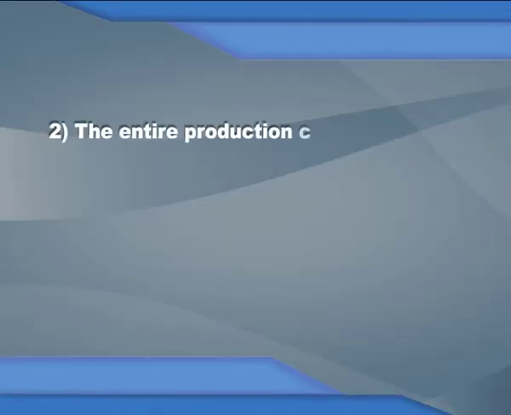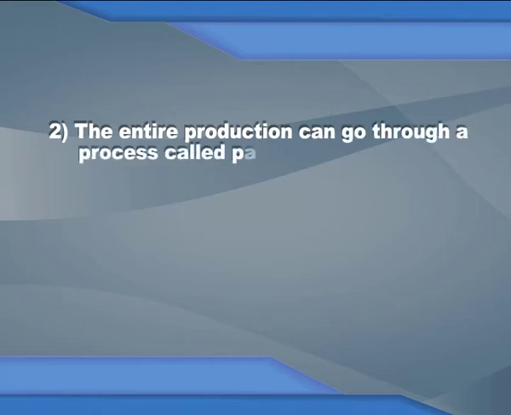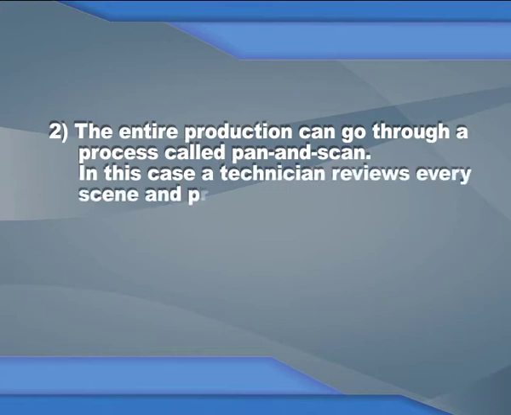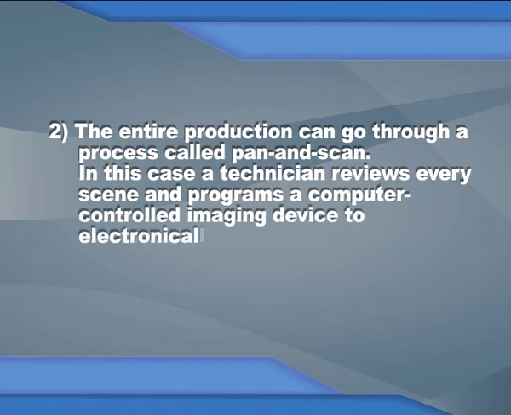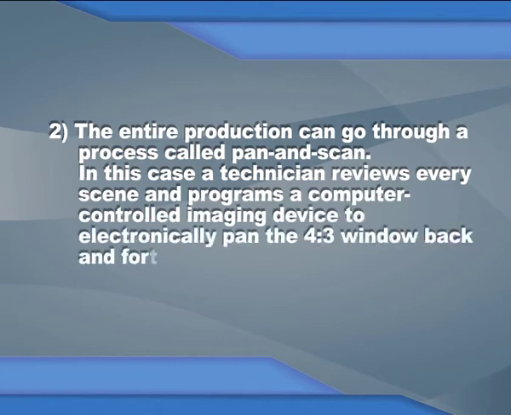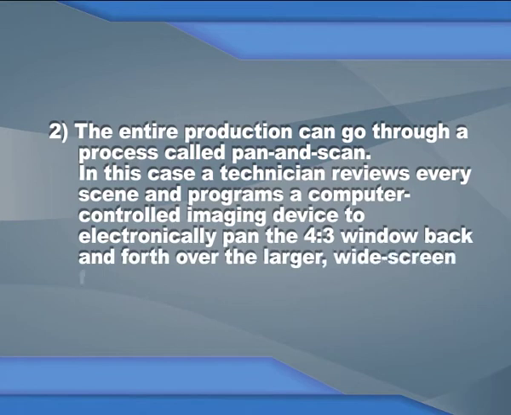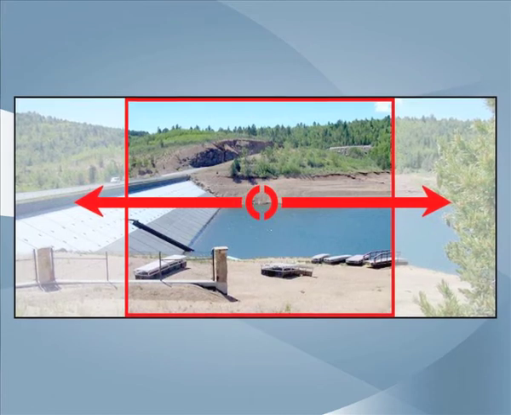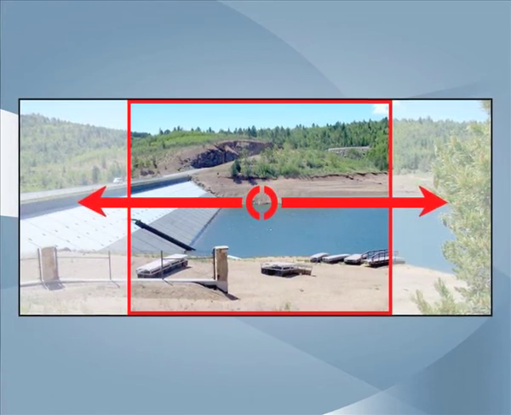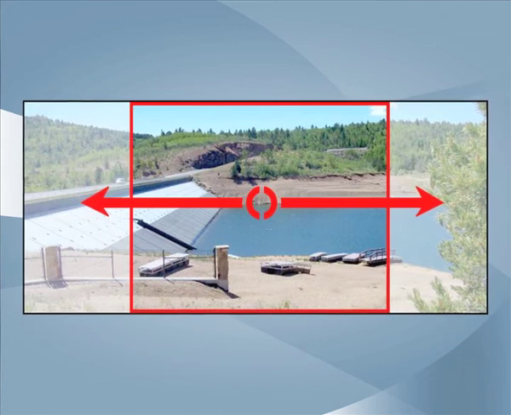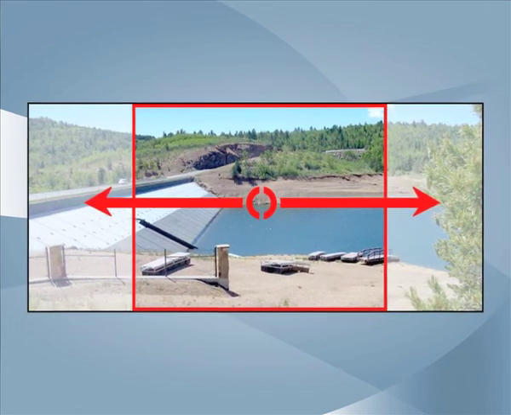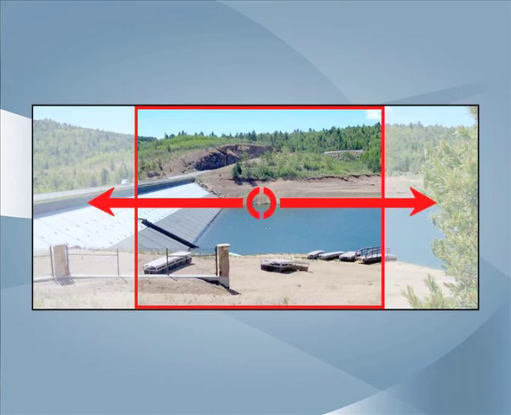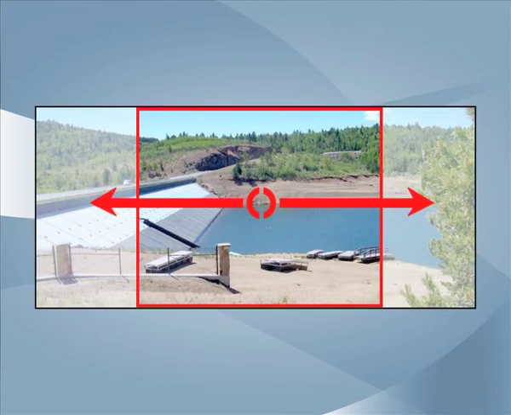Second, the entire production can go through a process called pan and scan. In this case, a technician reviews every scene and programs a computer-controlled imaging device to electronically pan the 4:3 window back and forth over the larger widescreen format. The red arrows in this illustration suggest this panning movement. In the above picture, cutting off the sides would not be an issue. But what if you had the two parrots talking to each other from the far sides of the screen?